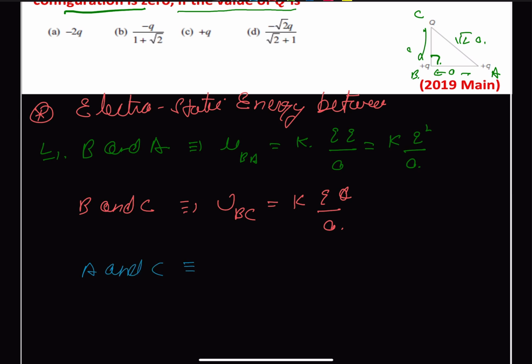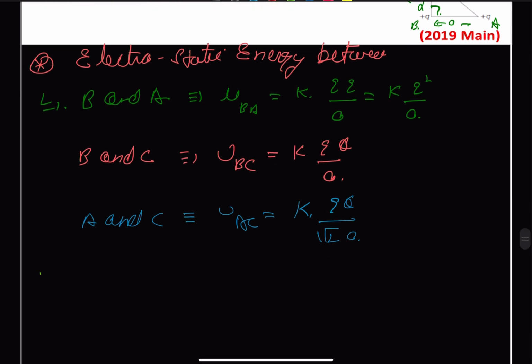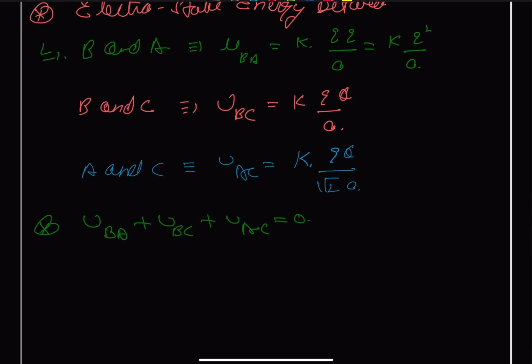Let us call that UAC, which will be equal to K. Charges are Q, capital Q, and the distance is square root of 2 times A. We are given that the net electrostatic energy is equal to 0. So we can say that the summation UBA plus UBC plus UAC will be equal to 0. And we substitute their respective formulas.